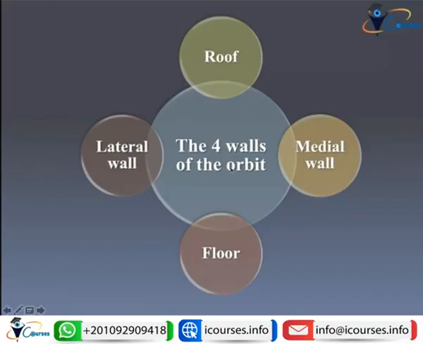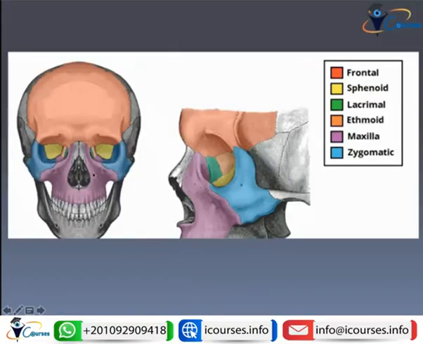So the orbit is formed from 4 walls. It is made of the roof superiorly, the floor inferiorly, the lateral wall, and the medial wall. If we have a section of the skull, as you can see here, this is the orbit, with an anteroposterior view and a lateral view. The orbit is made of 7 bones: the frontal, sphenoid, lacrimal, ethmoid, maxilla, and zygomatic bones.